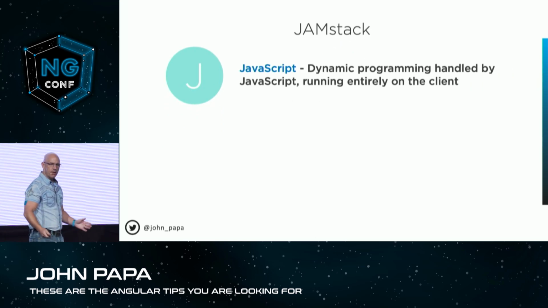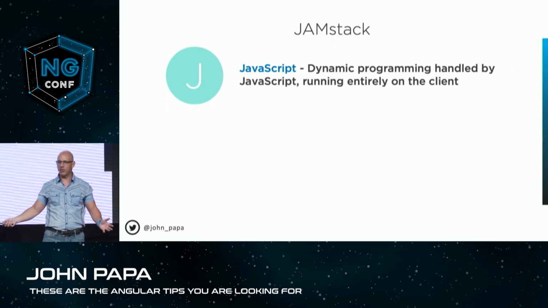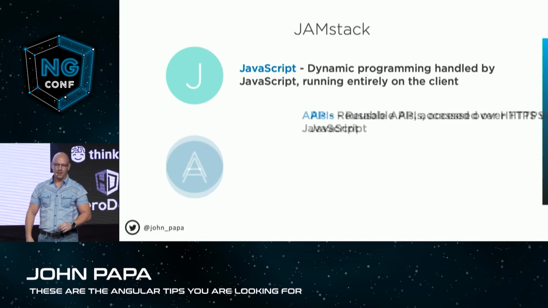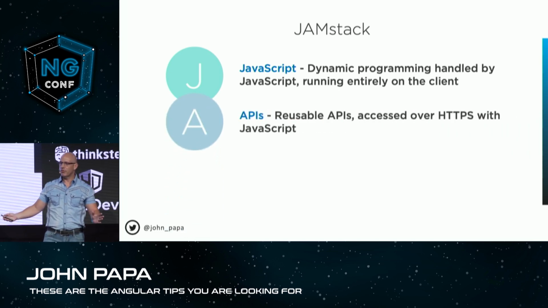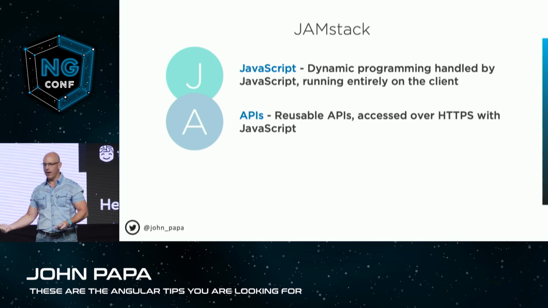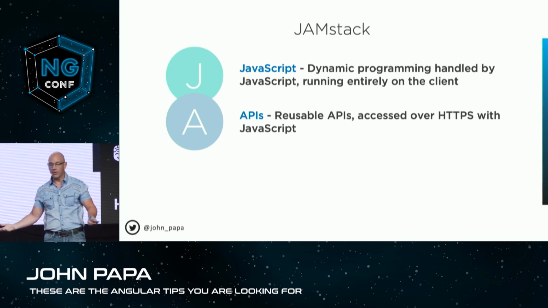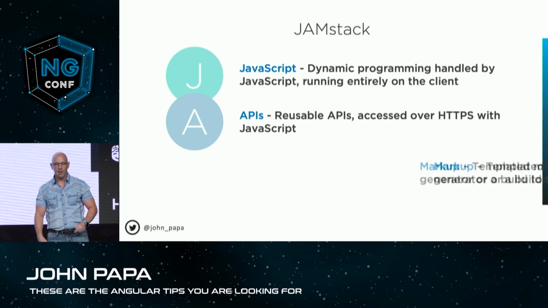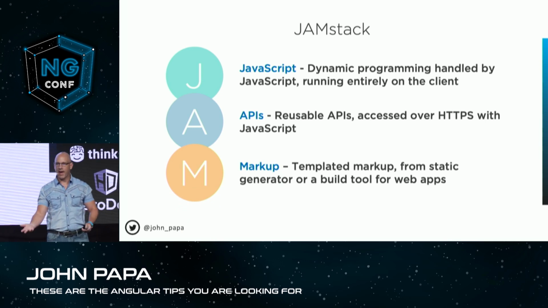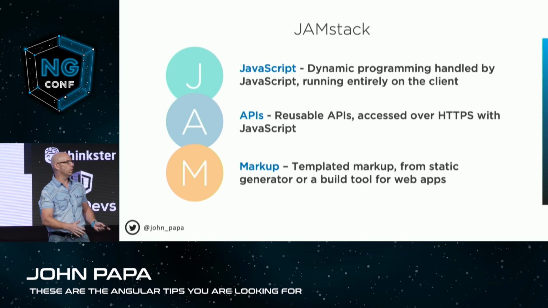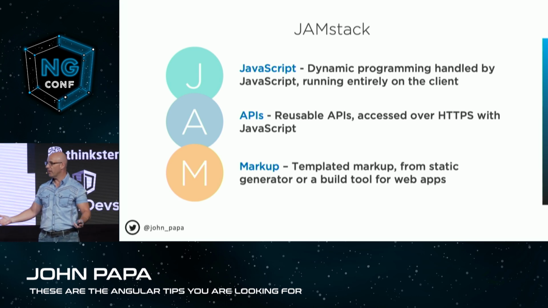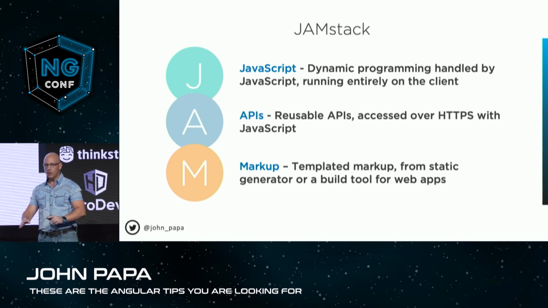So the jam stack, the J means it's JavaScript. You've got dynamic JavaScript. This is our Angular. I think all of you are familiar with that piece, right? It also has APIs. So instead of talking to like databases or app servers directly, it goes through APIs. These could be third-party APIs or serverless functions, for that matter. And it's also got markup. This could be templated markup from a static site generator, something like Gatsby or a CMS, or a build tool for web apps, something like Angular has as well. So we know these things. These are things we all do right now. Notice what is not here.